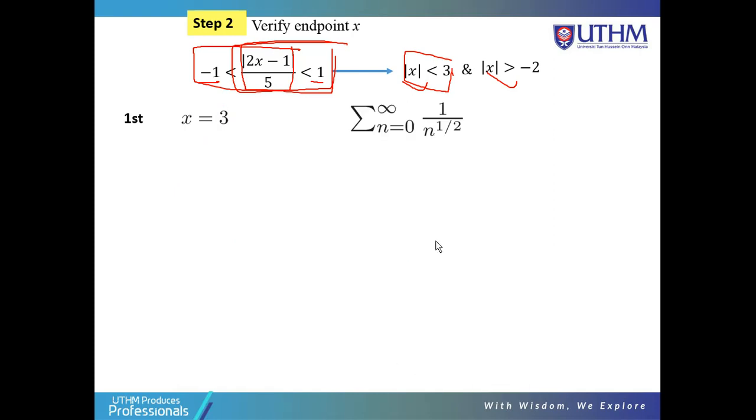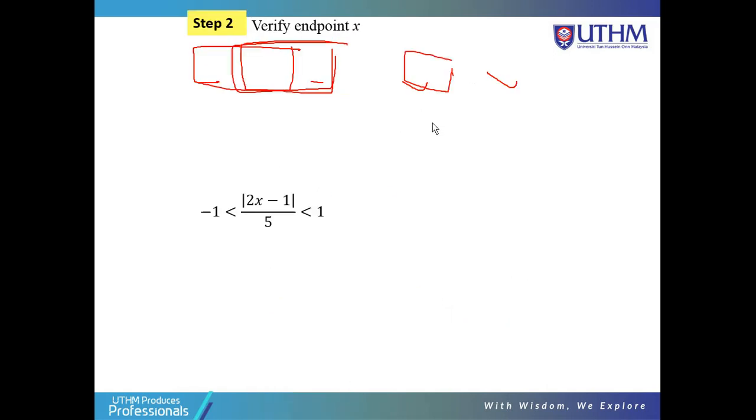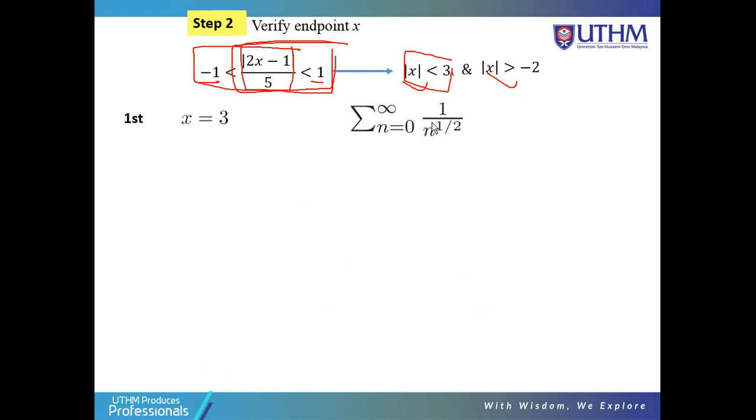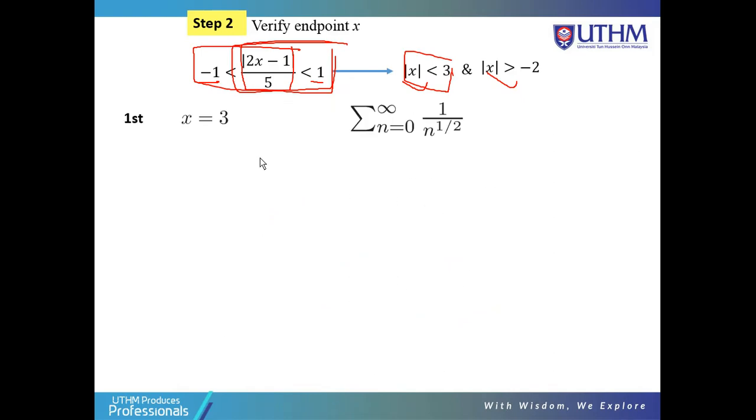Okay, substitute. So this comes from the original, the last question. You solve for x in the original series. This x is from the original series, you must substitute in here x here. Replace with 3. You substitute x here. So you simplify, you can get 1/n^3. So you know this one is a P series, look here at P, so this one is divergence, and then you substitute negative 2 into the series.